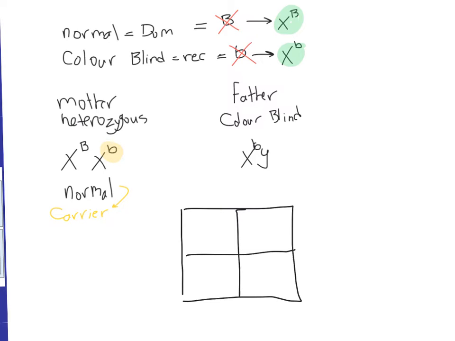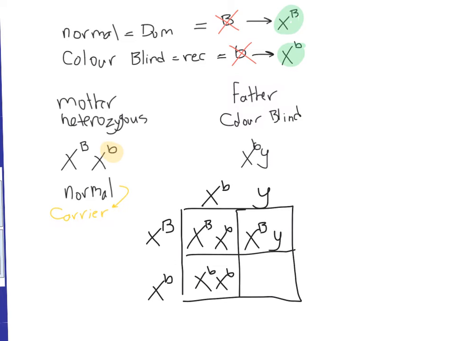So I'm going to go ahead and place them. I'm going to put mom over here, so there's XB and X lowercase b. And I'm going to put dad up here, so there's XB and Y, nothing, because it's not on the Y chromosome. I'm just going to fill it in. So we have XB XB, X lowercase b XB, XB and Y, and X lowercase b, lowercase b, and here's a lowercase b and a Y.